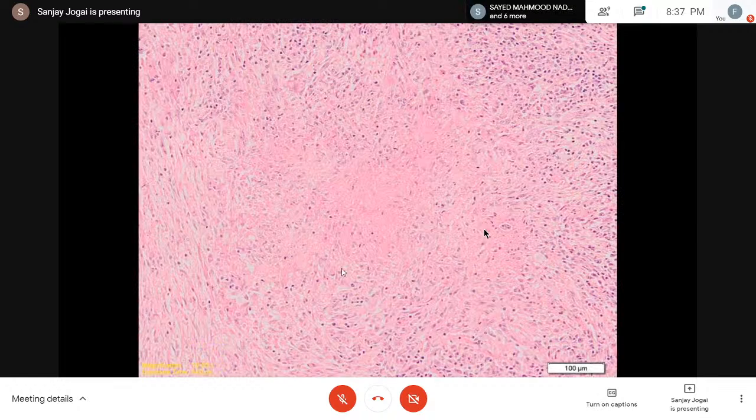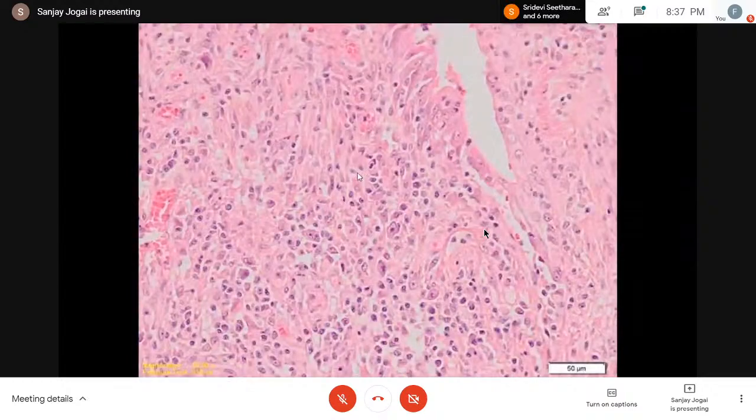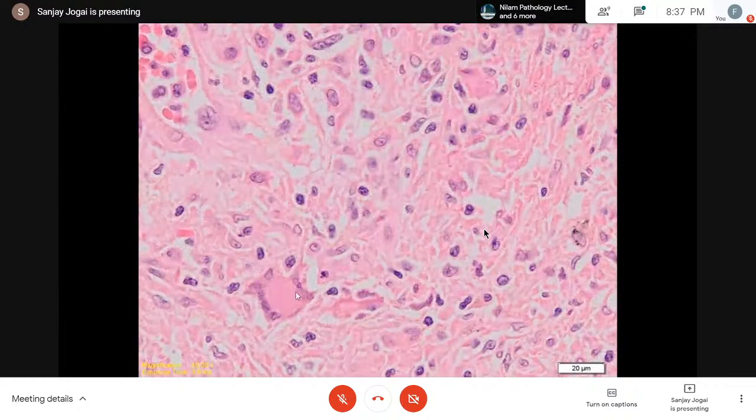So this is a low power view, central area of possible necrosis. Now that's one of the areas to show you the vessels, and you have cells infiltrating the vessel walls. And as you look around, within that admixture of cells, you start seeing these slightly larger cells which are nucleolated, and an occasional giant cell appearing as well, polymorphic background.